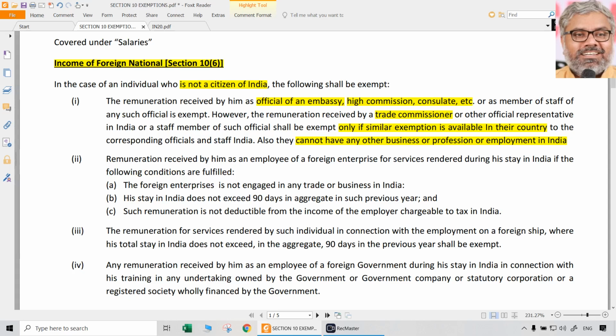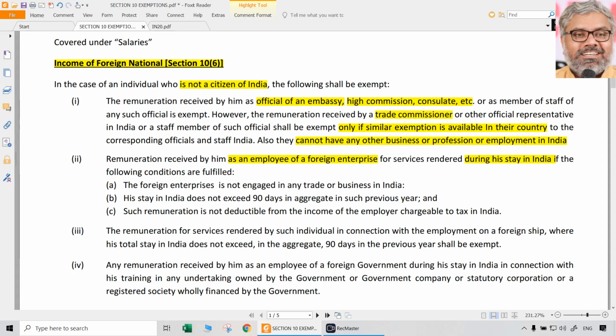Next, the second category: remuneration received by the foreign national as an employee of a foreign enterprise. So he is an employee of a foreign enterprise, not an Indian enterprise. But why are we giving exemption? Naturally, because he would have rendered some services during his stay in India. Probably he would have stayed in India and rendered some services in India.